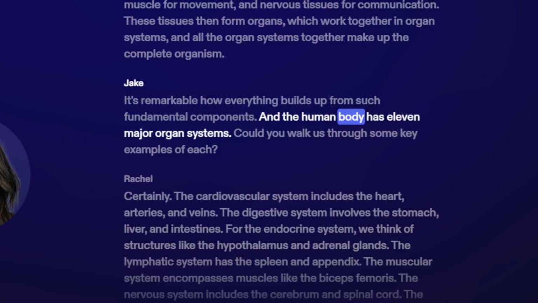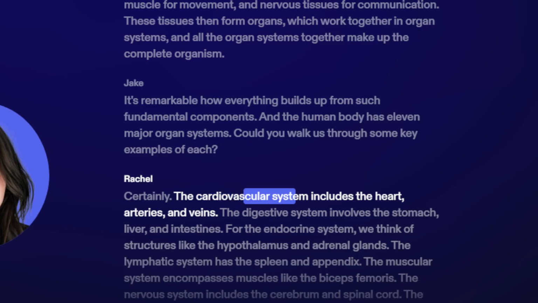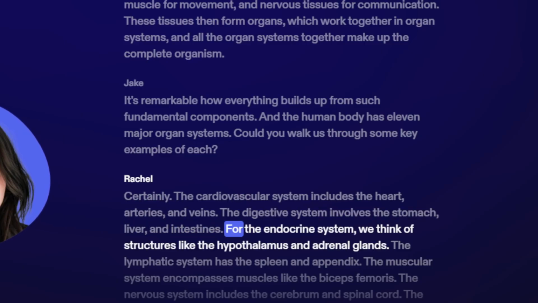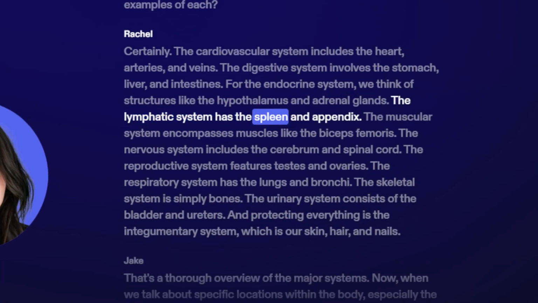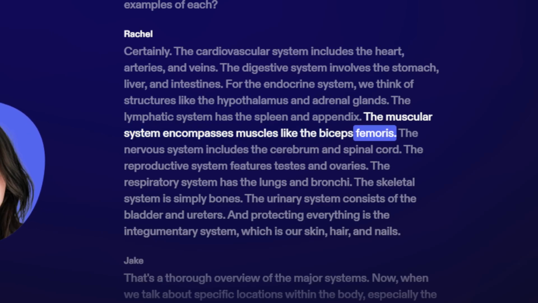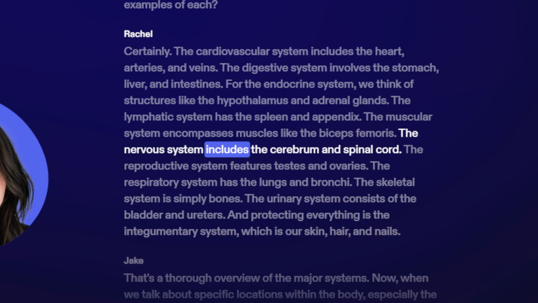And the human body has 11 major organ systems. Could you walk us through some key examples of each? Certainly. The cardiovascular system includes the heart, arteries, and veins. The digestive system involves the stomach, liver, and intestines. For the endocrine system, we think of structures like the hypothalamus and adrenal glands. The lymphatic system has the spleen and appendix. The muscular system encompasses muscles like the biceps femoris. The nervous system includes the cerebrum and spinal cord. The reproductive system features testes and ovaries.